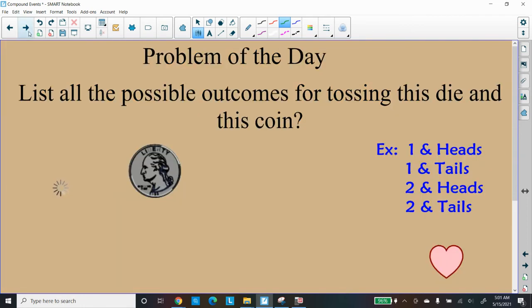So here's one for you. List all the total possible outcomes. You should find it first using your counting principle for tossing this die and this coin. So remember, there's a dice cube. Remember how many numbers are on the die cube? There's a coin. We just mentioned that a minute ago. So see if you can find the total possible outcomes.